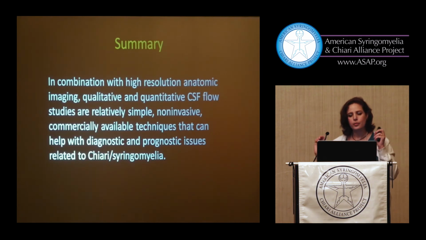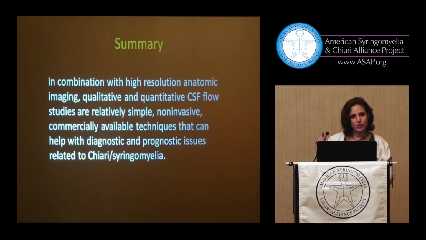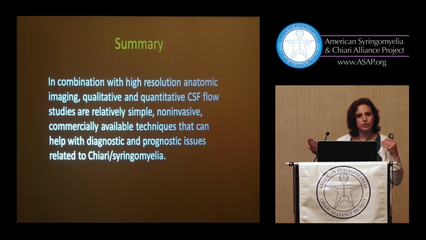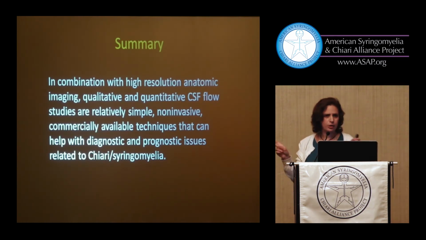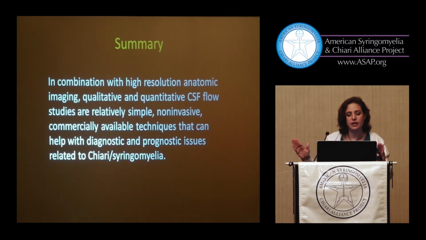So in summary, just in combination with high-resolution anatomic imaging, something I did not really spend time on here, but which is worth talking about at some point, we try to combine these things so we can really see what's happening. We can see if there's a membrane. We can see if there's change of different types. With quantitative CSF, we can really do simple, non-invasive, and this is important, commercially available techniques. You don't have to go to a research center. You can go to a practice like ours. You can get the same study done, and it can be very powerful for prognosis, for diagnosis of Chiari and syringomyelia.